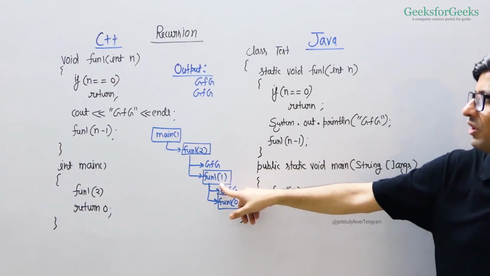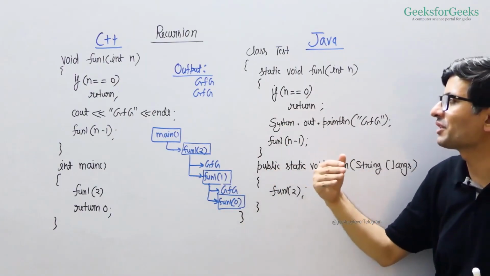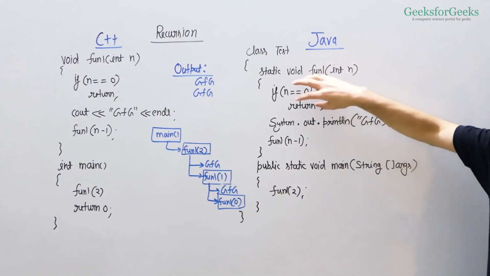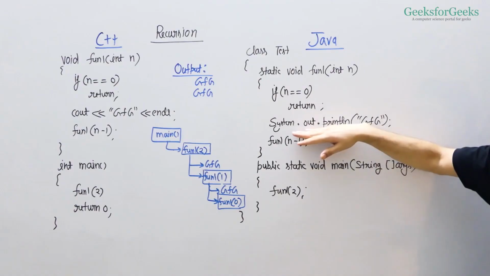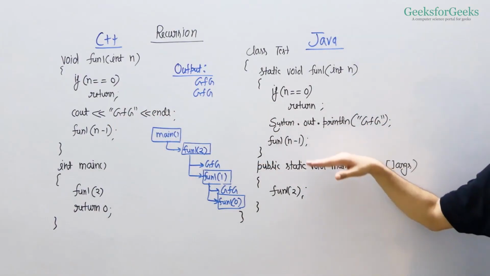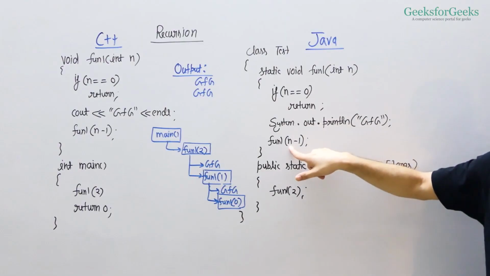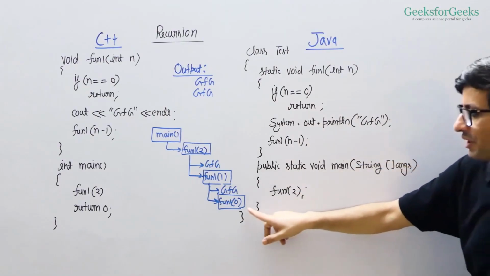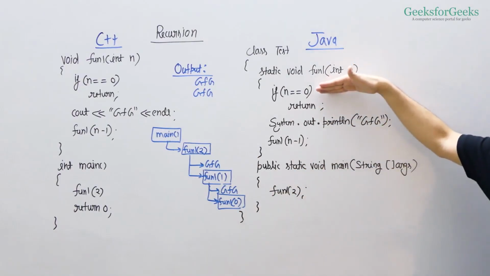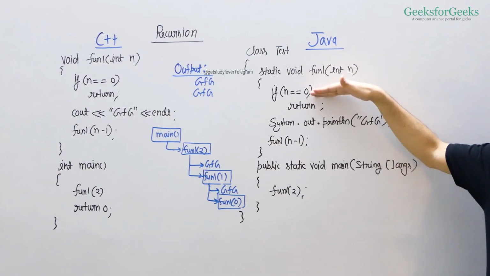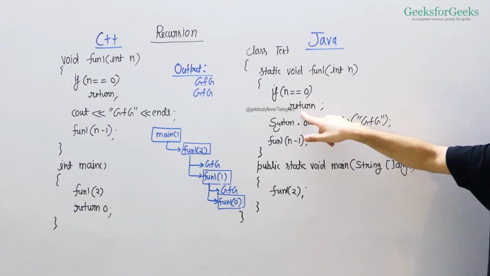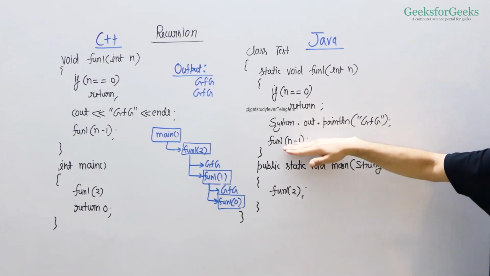When this fun1 is called, it again begins the execution from the first line. This time again, n is not 0, so we do not go inside this if condition. We come here and we print gfg. And after printing gfg, we make one more recursive call where the parameter is 0. Now when you call for 0, the execution again begins from here, and this time n is 0, so it immediately returns. And it does not go to the remaining lines because there is a return statement.